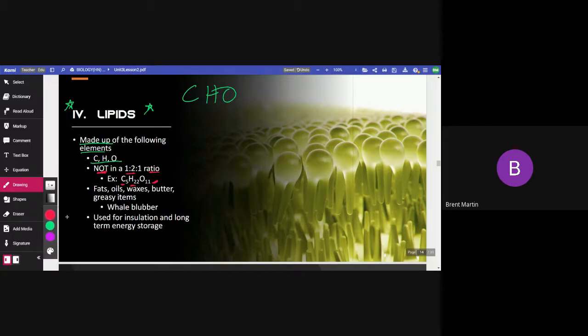Some examples of these things, lipids, are fats, oils, waxes, butter, and anything that's greasy. Something that will show up on the EOC is whale blubber. Whale blubber is asked in a question about them having long-term energy storage because they swim great distances, right? And what do y'all know about deep levels in the ocean? Is it warm or is it cold? It's cold. So they have to have this whale blubber for insulation, right? So be aware of that.